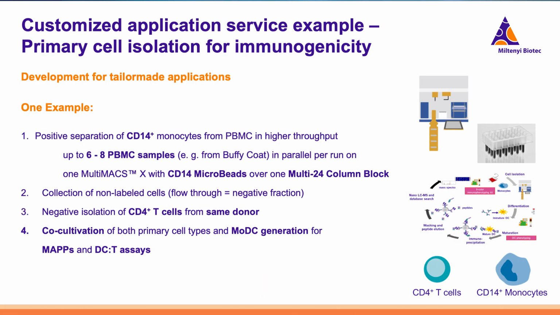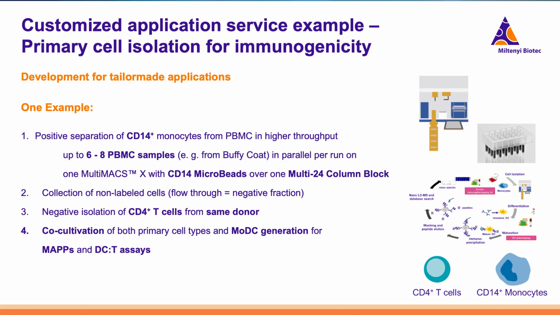After the base applications, I come now to an example for a customized application service that we have for the MultiMACS X. So we developed here a tailor-made application for primary cell isolation for predictive immunogenicity assays. In this example, we use the positive separation of CD14 positive monocytes from PBMC in highest throughput, so from up to 6 to 8 PBMC samples, for example, generated from buffy coat, in a parallel run on the MultiMACS X using CD14 microbeads over one Multi-24 column block.